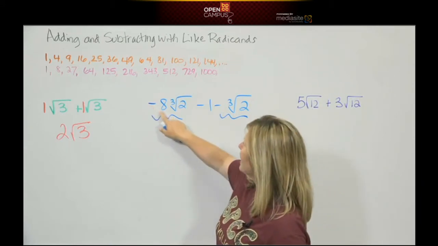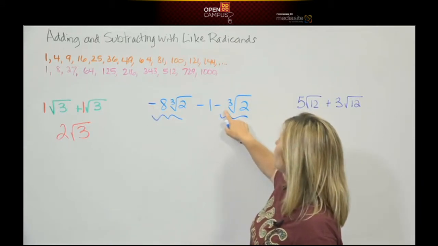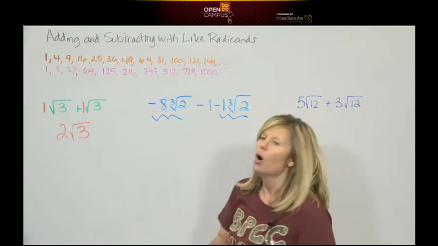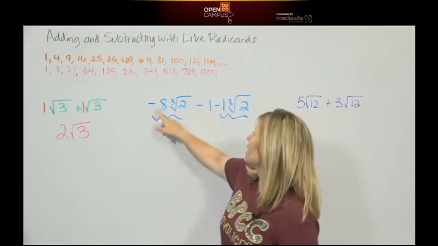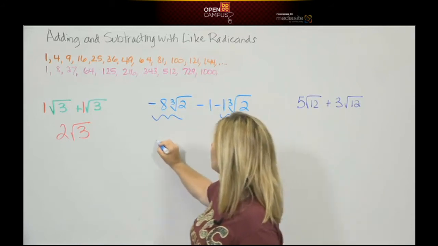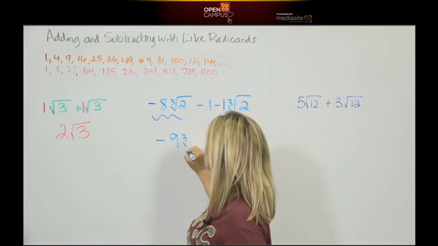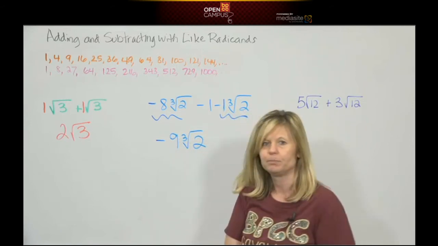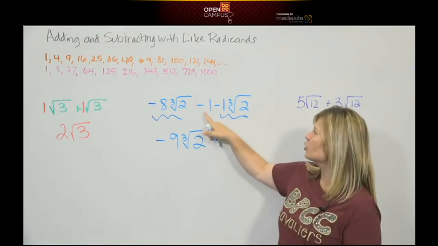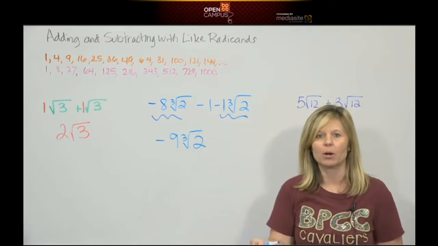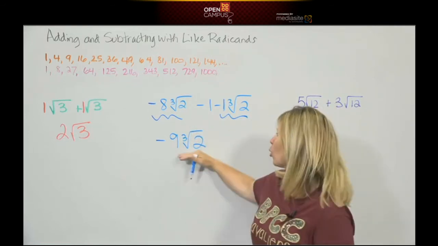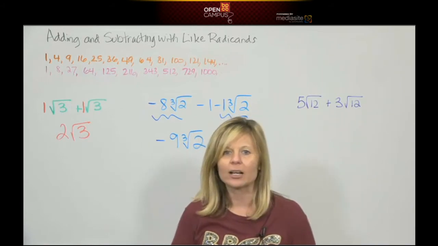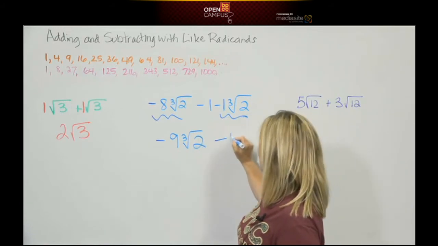This coefficient is negative 8, and this coefficient is negative 1. Well, if both coefficients are negative, we know we add. So a negative 8 and a negative 1 would be a negative 9 cube roots of 2. Now we have this other term, minus 1. It's a whole number. We cannot take a whole number and add it or subtract it to a radical because they're not alike. So we would write minus 1.